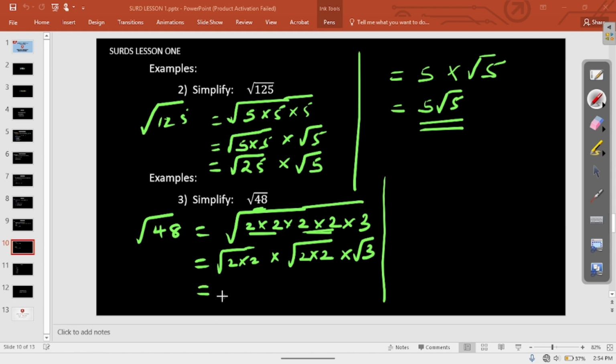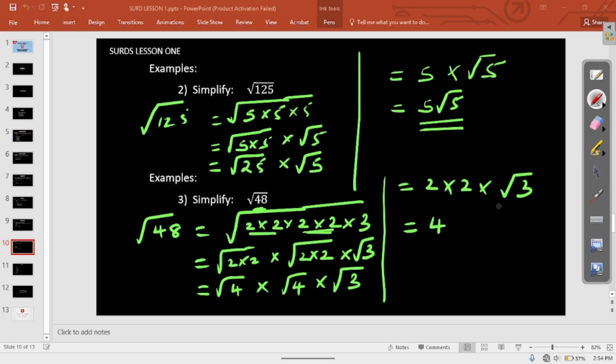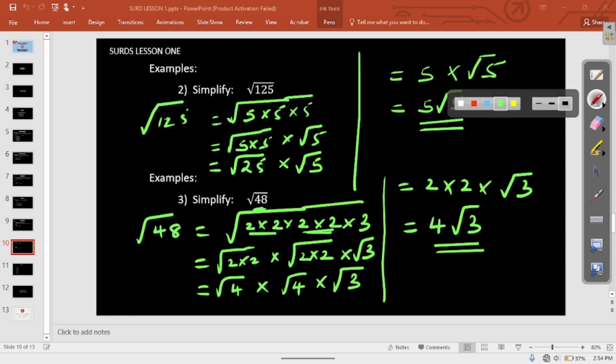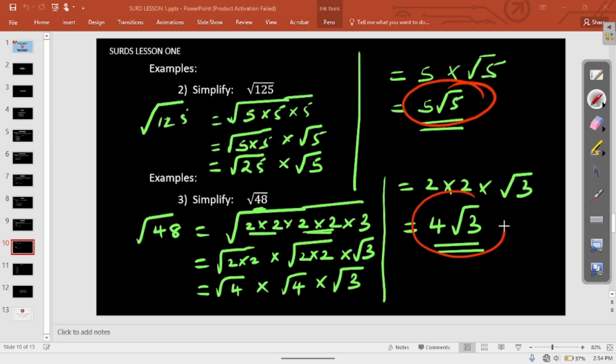Now, here we are going to have the square root of 2 times 2, which is 4, times again the square root of 4, because it is 2 times 2, and then the square root of 3. So the square root of 4 is 2, here also 2, here the square root of 3. Then when you multiply 2 by 2, you get 4 multiplied by the square root of 3, which gives us 4 root 3. So in every case, you realize that the answers that we are having have a smaller value under the root than what we had initially, and at that level, we say that we have simplified those surds.